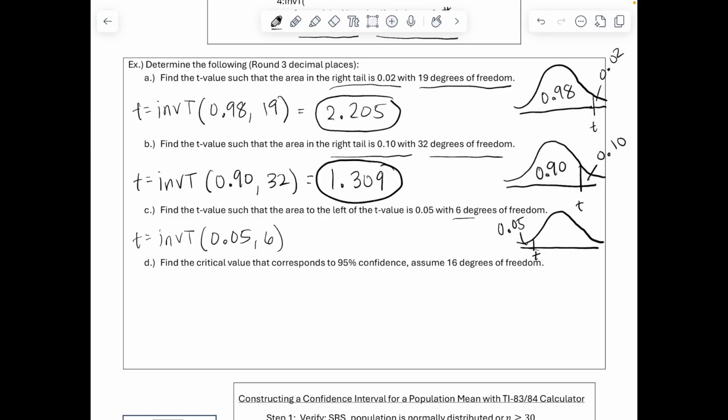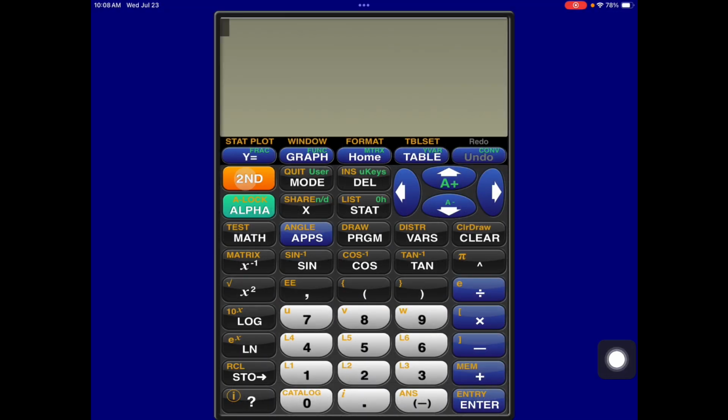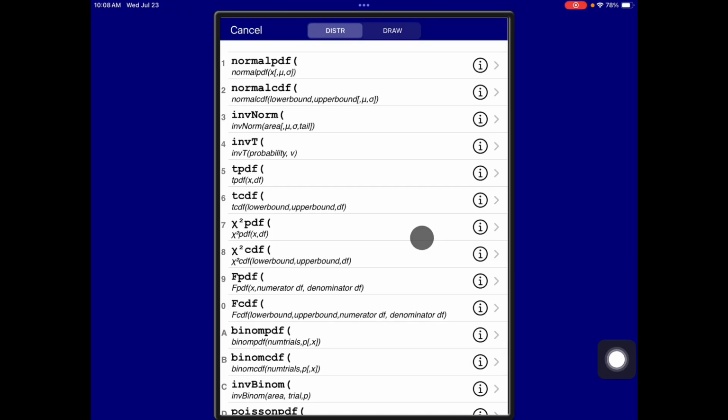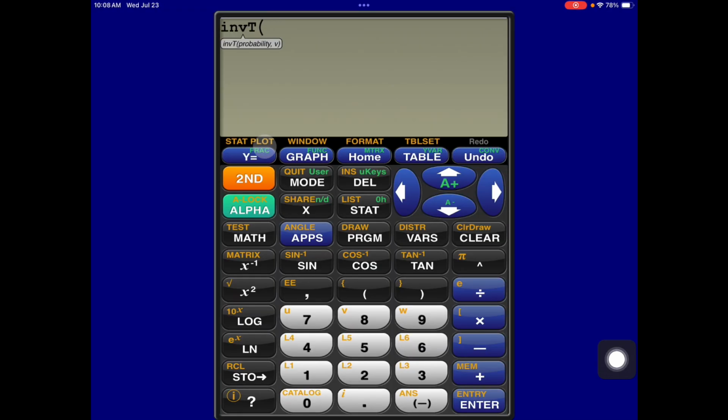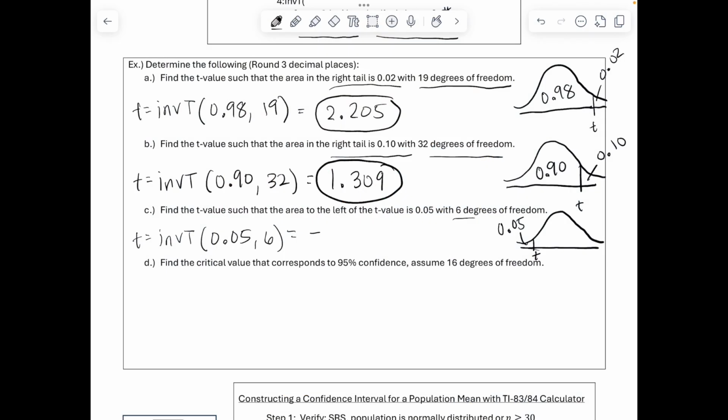On the graphing calculator, we're going to go second vars, inverse t, area to the left is 0.05, comma, 6 degrees of freedom. Close your parentheses and select enter. From the graphing calculator, we get a t-value of negative 1.943.